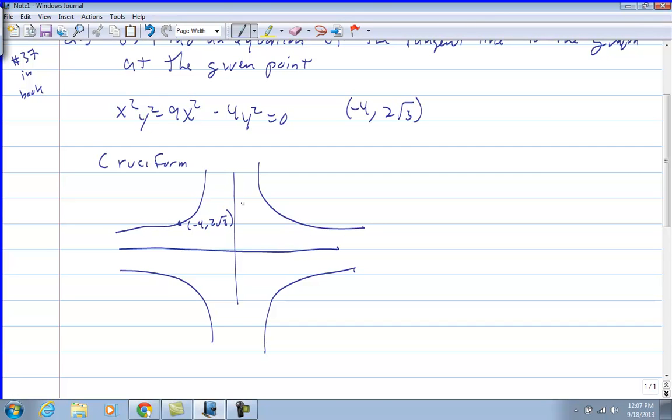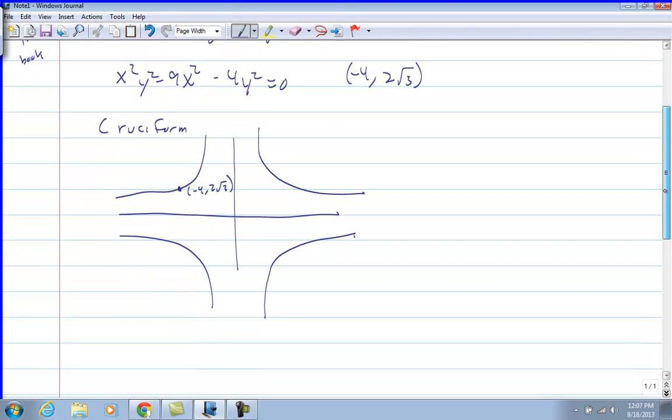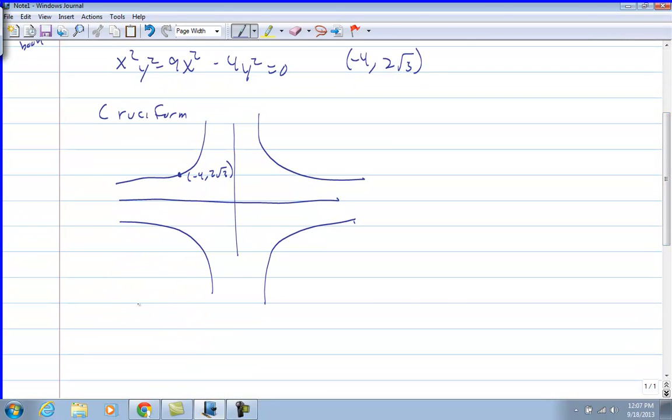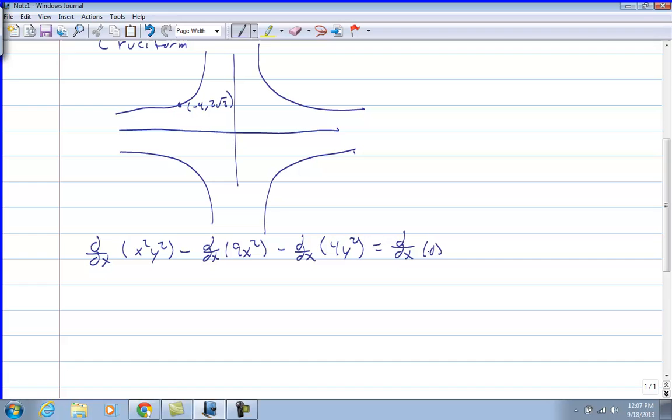Now, we want to do implicit differentiation, so the derivative with respect to x of x squared y squared minus the derivative with respect to x of 9x squared minus the derivative with respect to x of 4y squared equals the derivative with respect to x of 0. I realize the derivative with respect to x of 0 is 0, but I just want to do it to both sides so it doesn't confuse somebody.